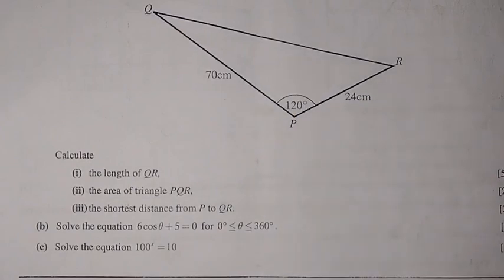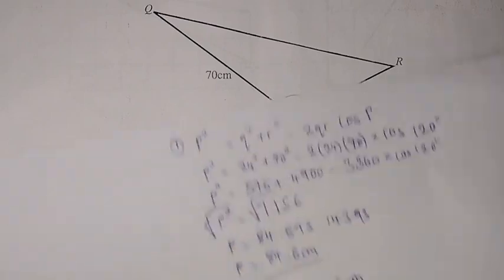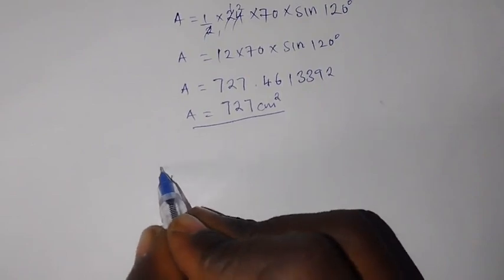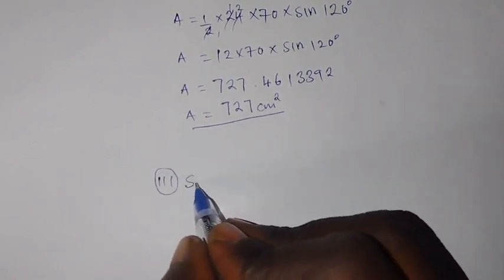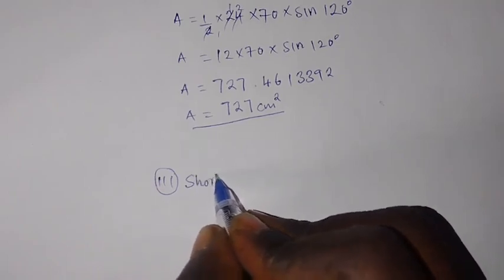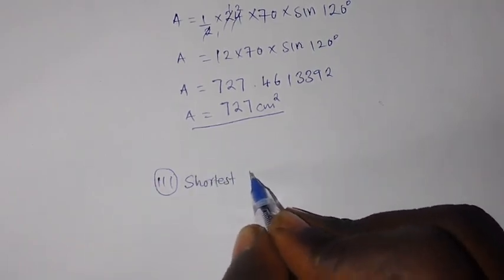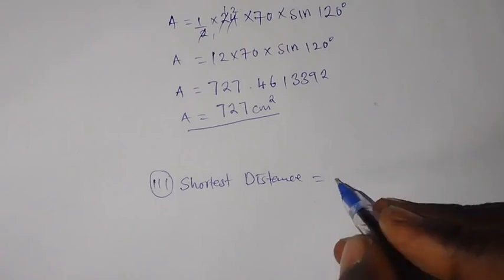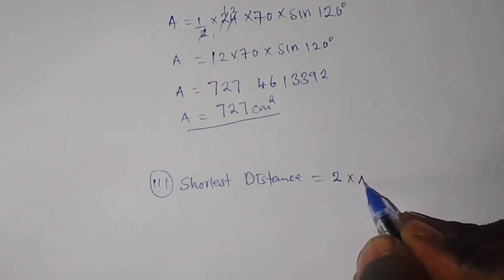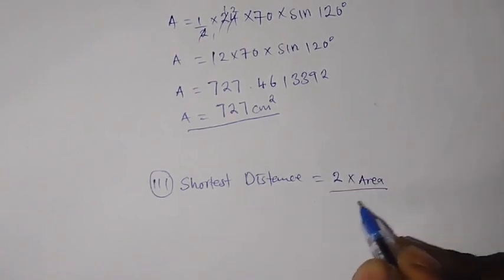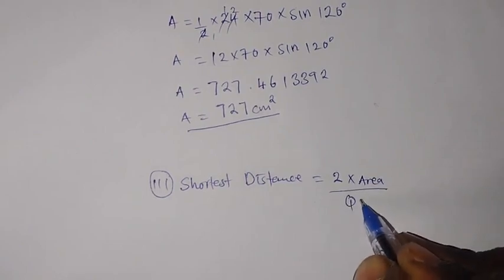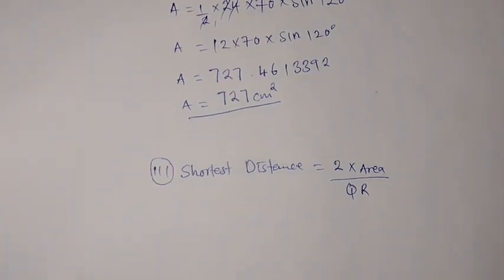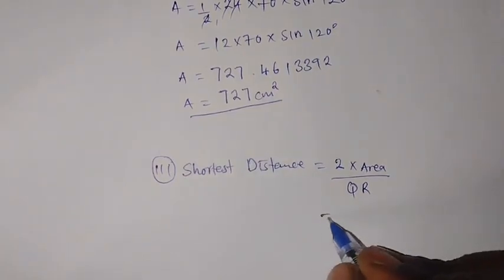So how do we find the shortest distance? To find the shortest distance, we are going to write: shortest distance is equal to 2 times the area, then we divide by the length of what? QR, the one that we found here. Okay, so 2 times the area, then we divide by QR.